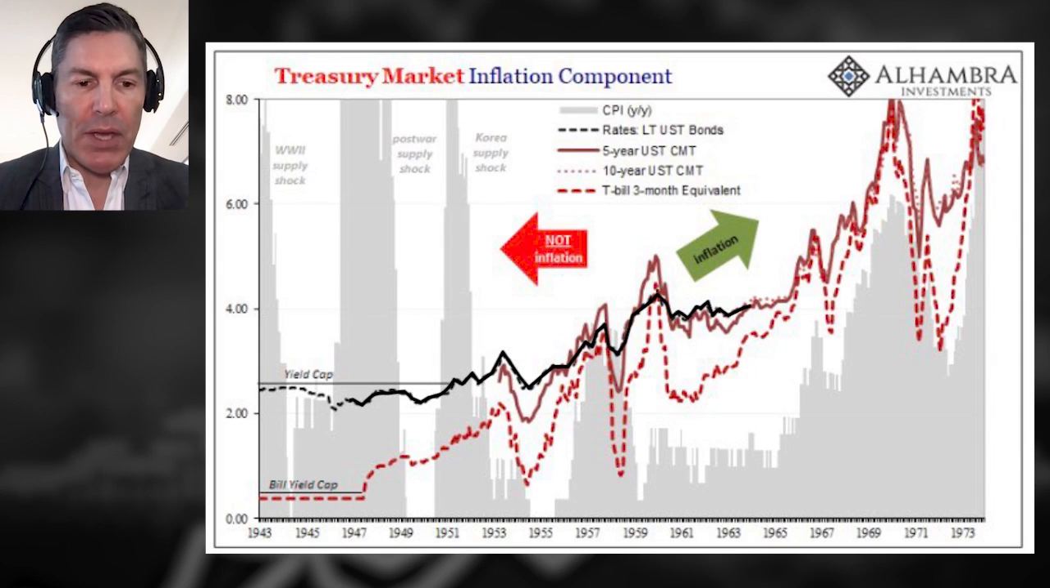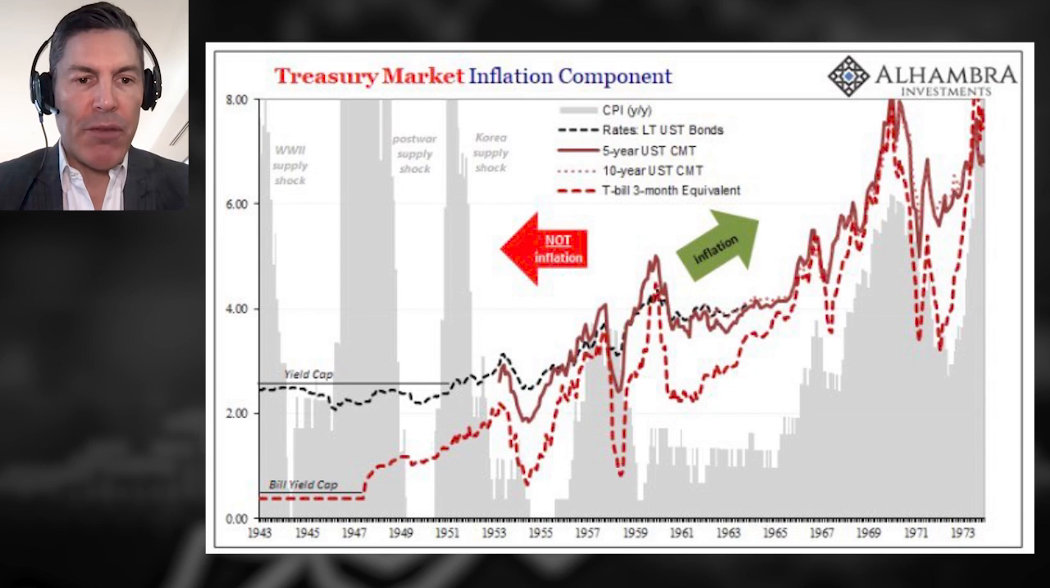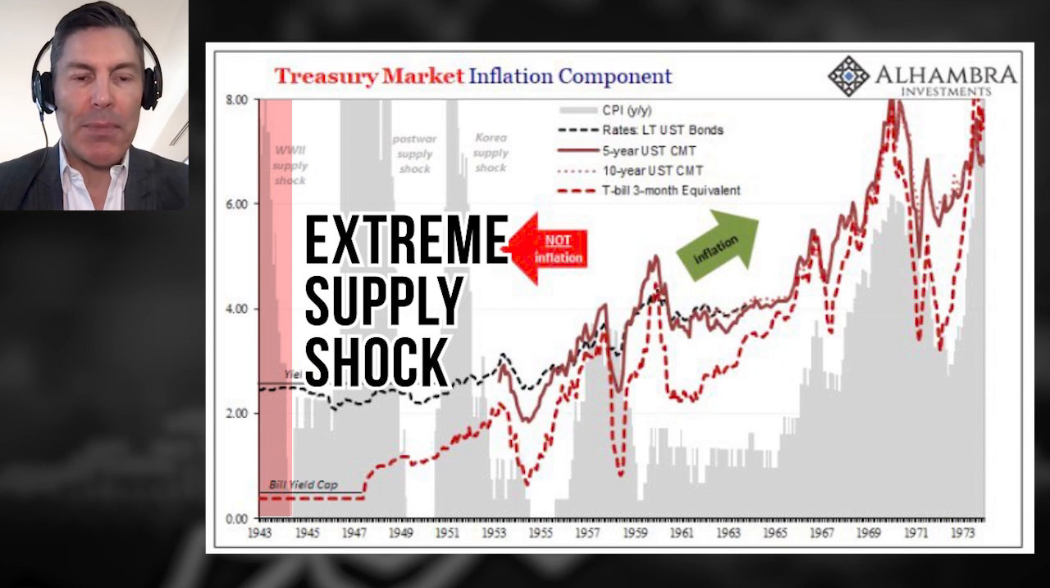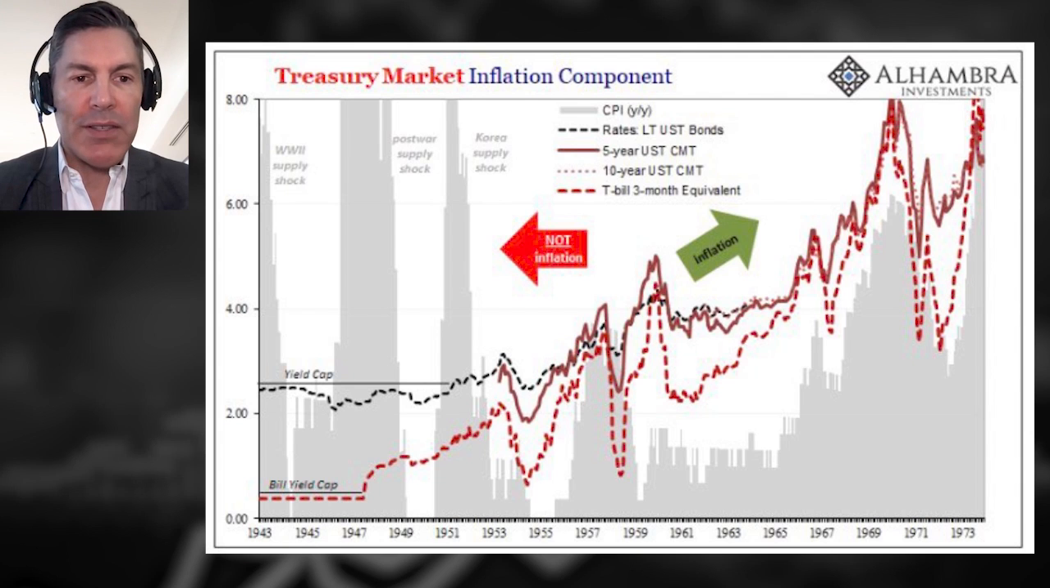We start off at the beginning of the 1940s. This was World War II. And as Jeff points out, we had an extreme supply shock, very similar to what we had in 2020 and 2021 with the Covid sickness. So this created an environment where CPI went through the roof, up over 8% and potentially even higher, but then it crashed back down. So what was happening at that time with the long bond?